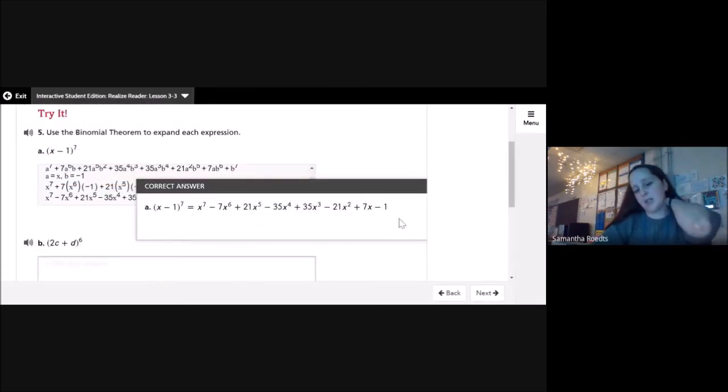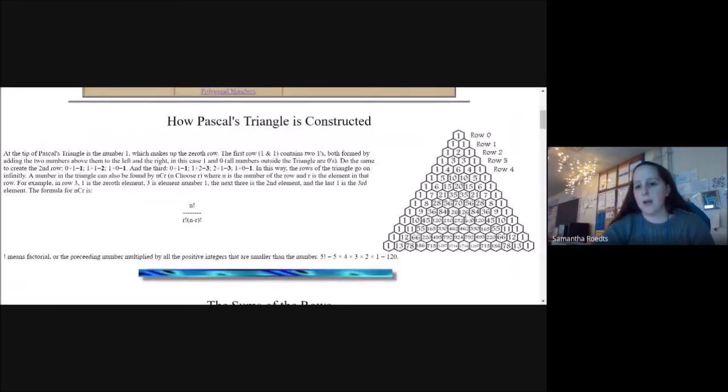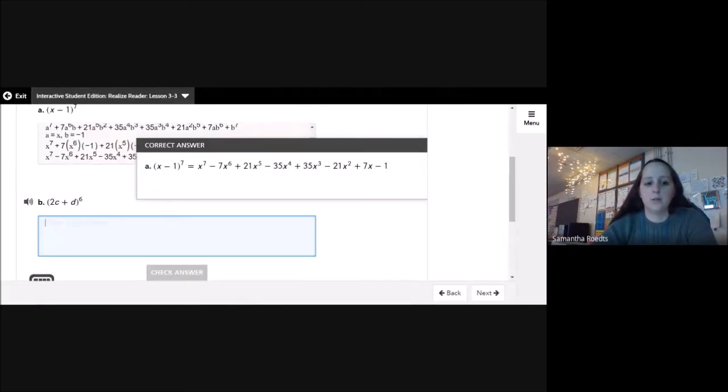So again, this really is just a process of taking the time to actually sit down and work everything out. Okay? So it's not difficult, it can just be time consuming. All right, so I have for letter B, 2c plus d raised to the 6th power. So again, I'm going to go back to my Pascal's triangle. I have 1, 6, 15, 20, 15, 6, 1. 6th row.